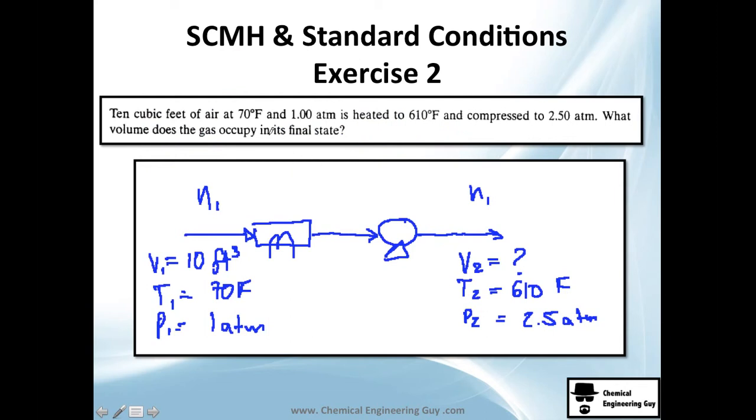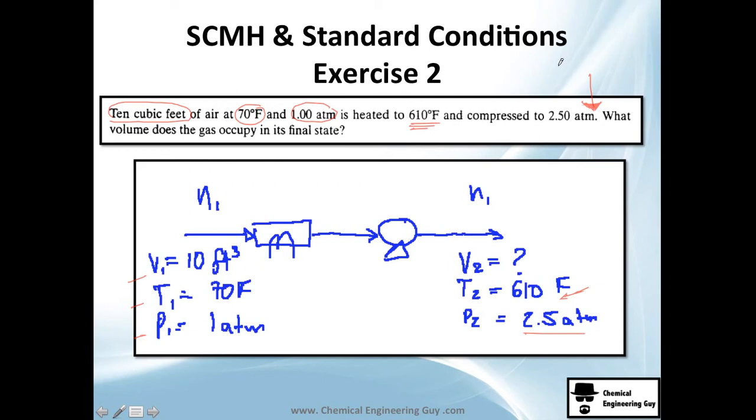Now let's do this little mass balance problem. 10 cubic feet of air, it's here, at 70 Fahrenheit, it's here, and 1 atmosphere, it's here. It's going to be heated up to 610, so this is the new temperature, and compressed to 2.5 atmospheres. The thing here is they don't tell you that compression generally involves temperature changes, but we're going to ignore that because this is just mass balance.